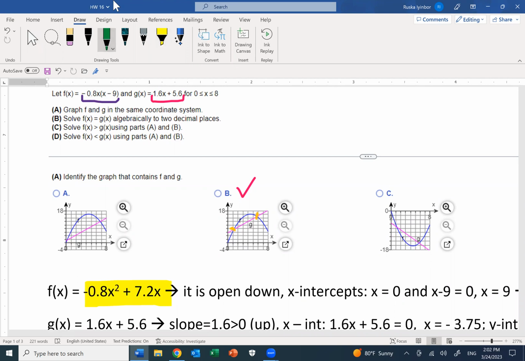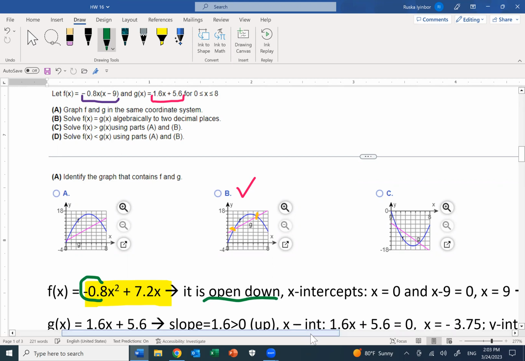See, I'm distributing. Negative 0.8x times x, and negative 0.8x times negative 9. That gives me this function. So I do the parentheses. This is how the function looks. So this graph opens up and down, because the number in front of the square is negative. That's why it's up and down.